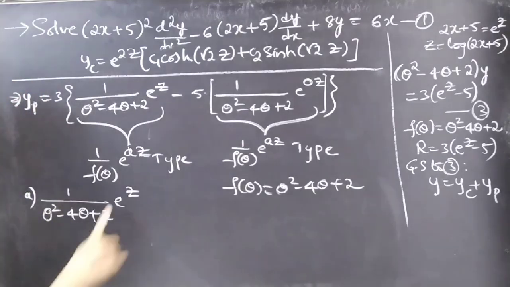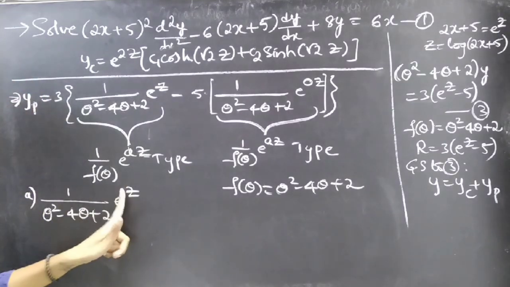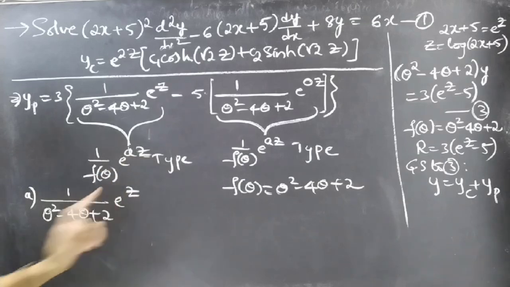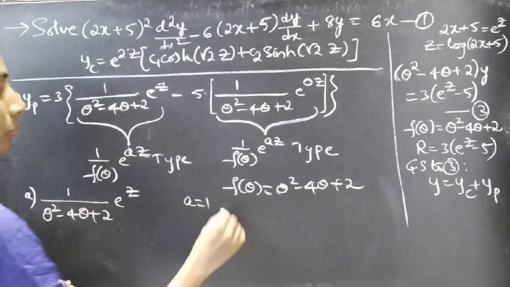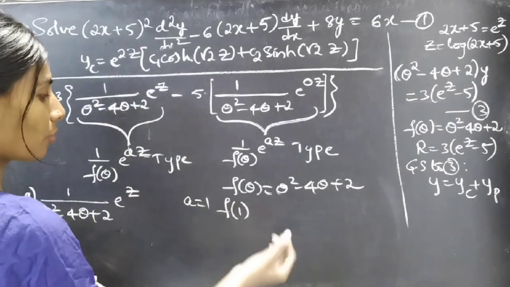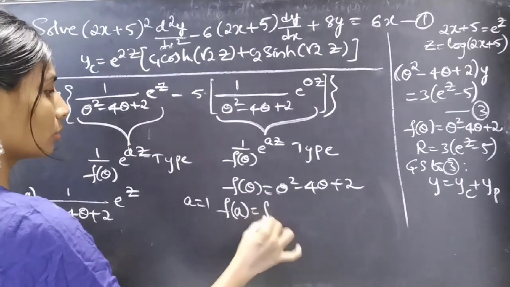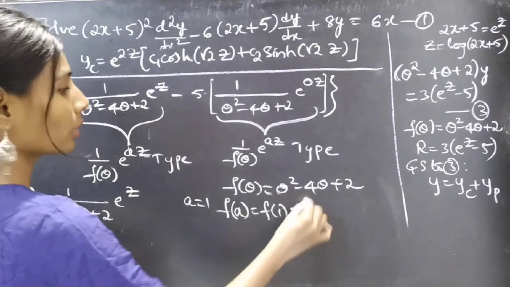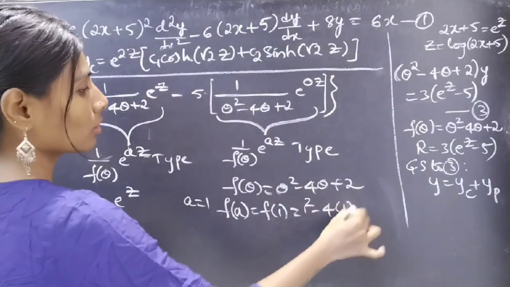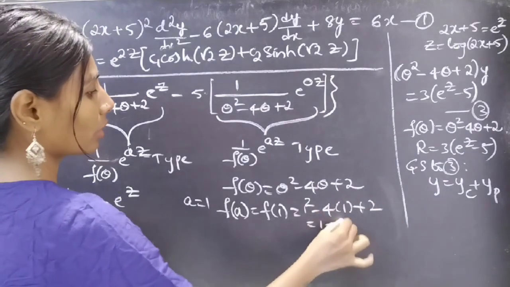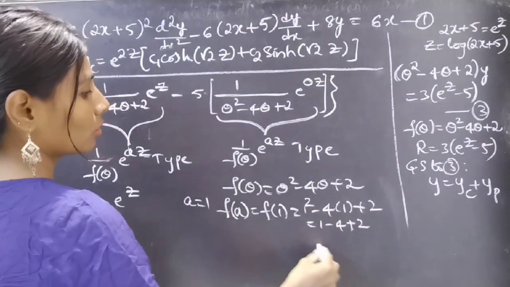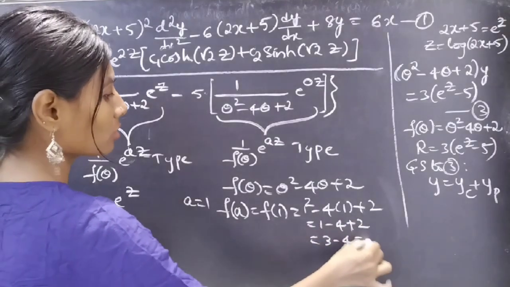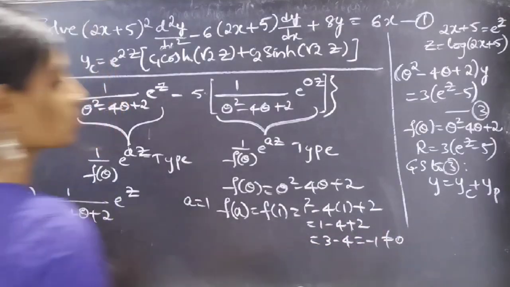So now we need to find f of 1. Coefficient of x is 1. Just compare this with 1 by f of theta into e power az. Then for a equal to 1, we need to find f of a, that is f of 1. Just replace theta by 1 here. We'll get 1 square minus 4 into 1 plus 2, which gives us 1 minus 4 plus 2, which gives us 1 plus 2, 3 minus 4 is minus 1, which is not equal to 0.